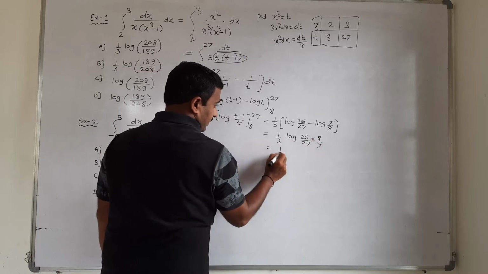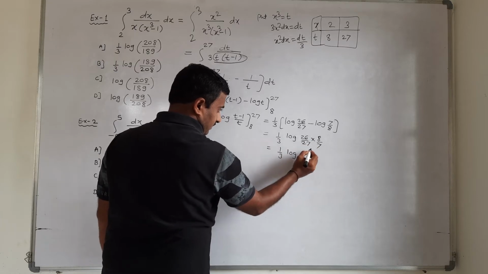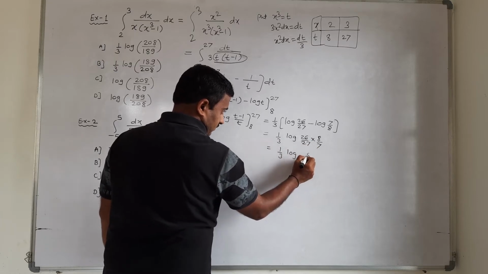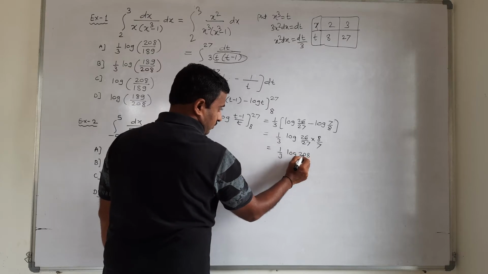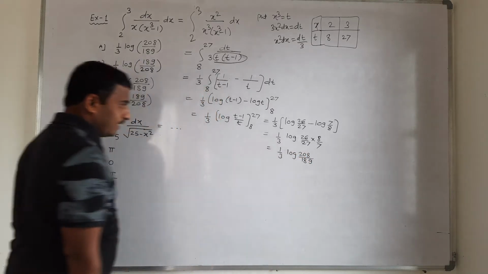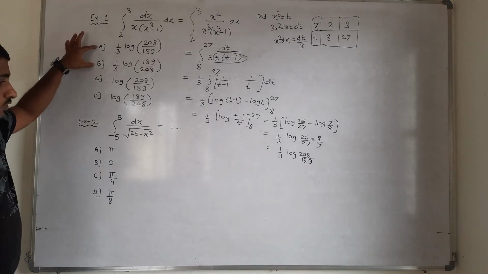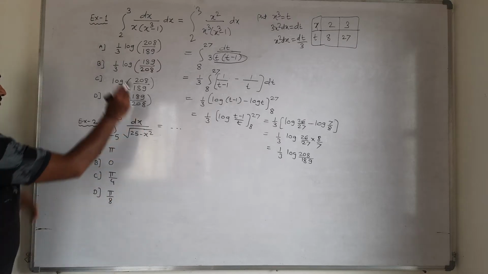This is 1 by 3 log of (26 into 8) upon (27 into 7). 26 into 8 is 208, and 27 into 7 is 189. So the answer is 1 by 3 log 208 upon 189, option A.